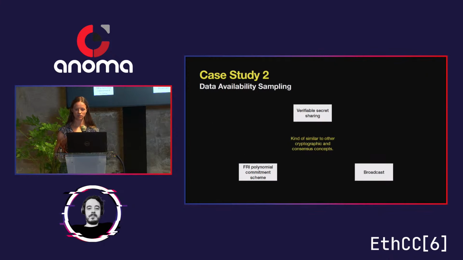And the way this is done is actually kind of similar to lots of other cryptographic and consensus concepts. It's very related to verifiable secret sharing. It's very relatable to broadcast. It's very relatable to the FRI polynomial commitment scheme. There's just a few tricks that are used everywhere, I guess.